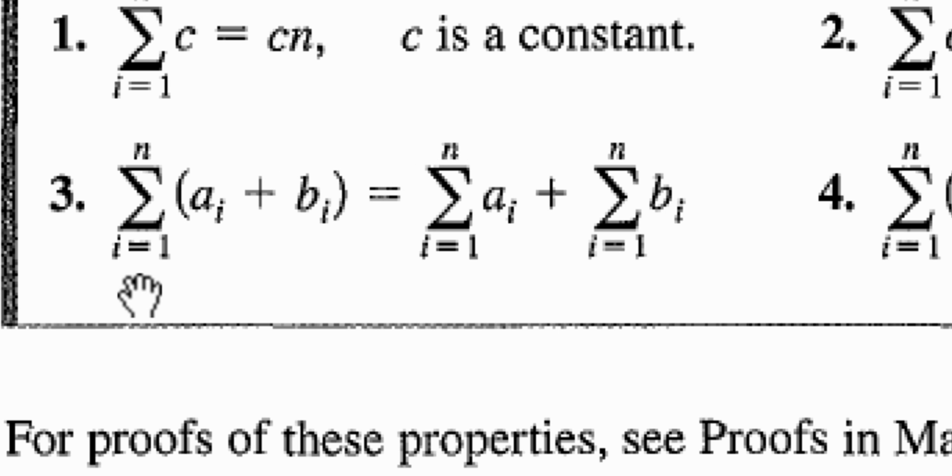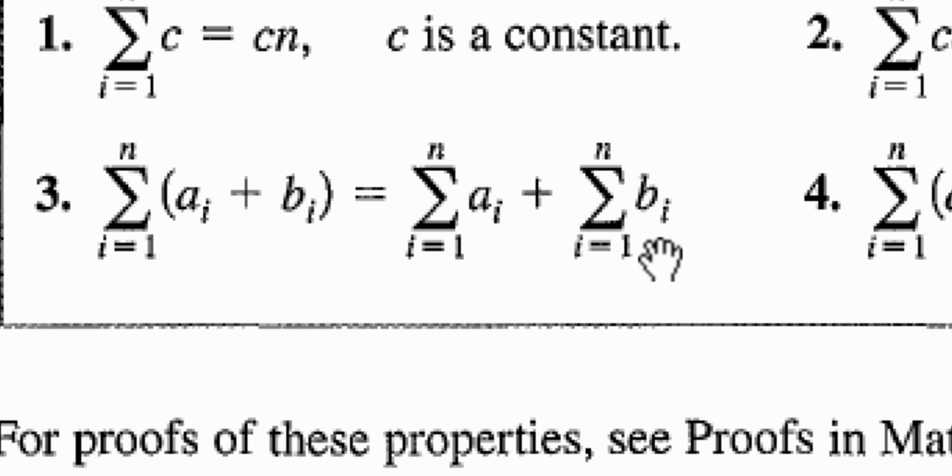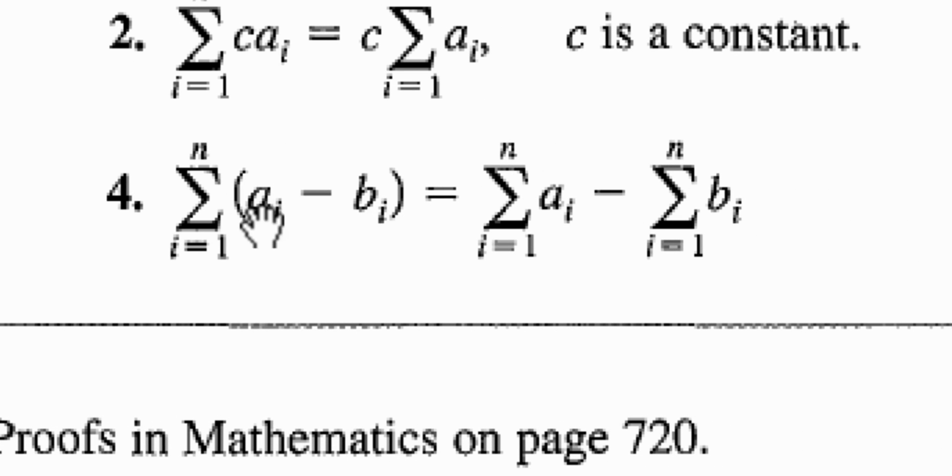If you're adding from the lower sum to the upper sum of a sub i plus b sub i, you are allowed to separate this into two different sigma notations. The sum where i starts at 1 to n of a sub i, plus the sum where i starts at 1 to n of b sub i. Likewise, if you're adding up the difference, i starts at 1 to n of a sub i minus b sub i, then you are allowed to separate this into two different sigma notations. The sum where i starts at 1 to n of a sub i, minus the sum where i starts at 1 to n of b sub i.